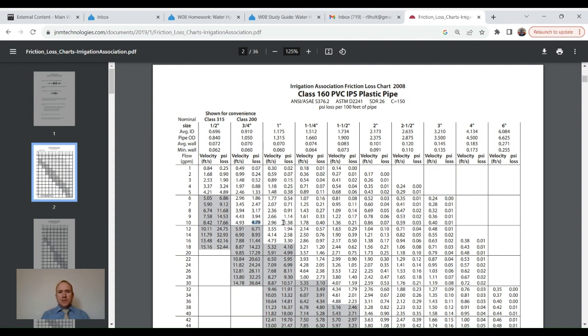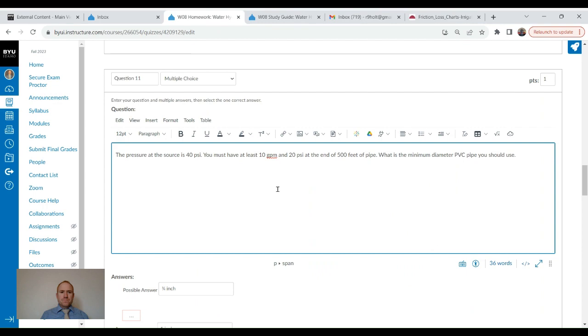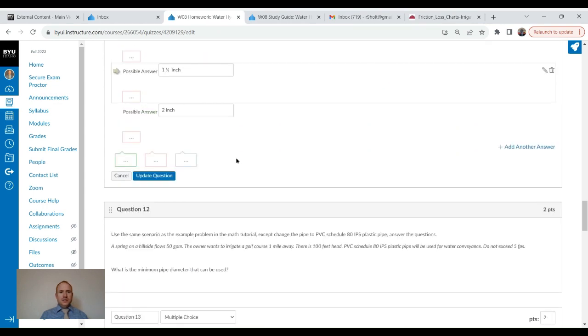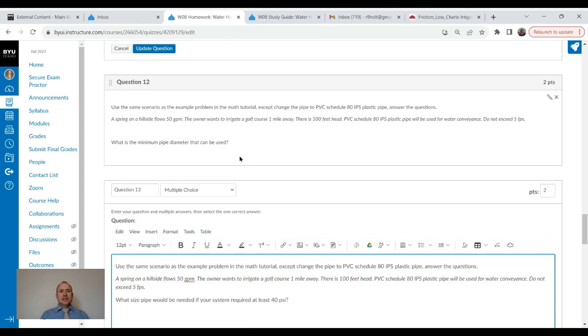So 3/4 inch pipe, that's out. Let's move over to 1 inch pipe. PSI loss on that is 1.38 PSI, and that's per 100 feet. We already figured out that 4 PSI loss is acceptable, so let's go with it. So 1 inch pipe. Hey, look at that, correct answer. A lot of these, we're just going to be doing the similar thing.